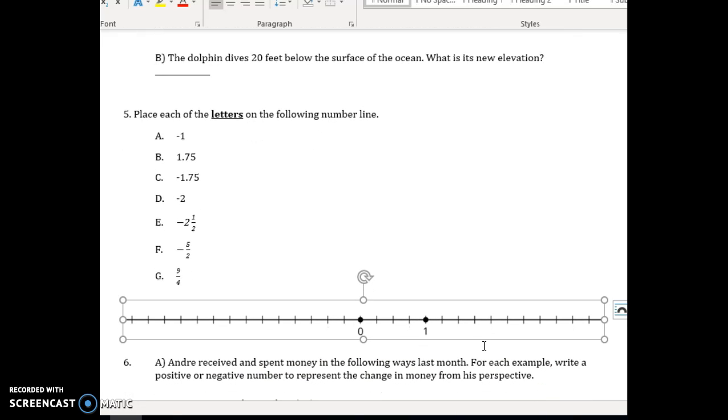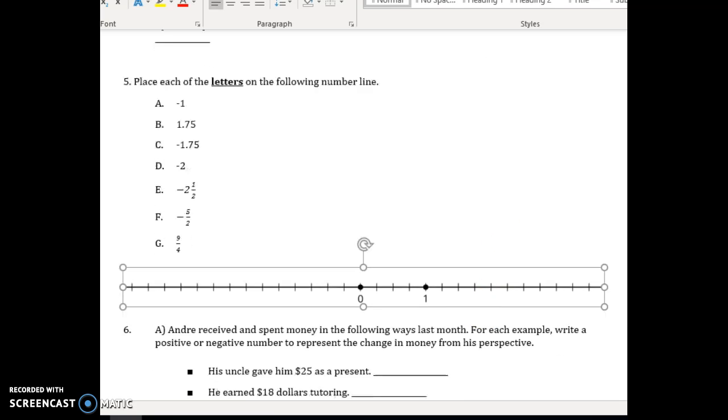Question 5. Place each of the letters on the following number line. A. Negative 1. B. 1.75. C. Negative 1.75. D. Negative 2. E. Negative 2 1/2. F. Negative 5 over 2. G. 9 over 4.